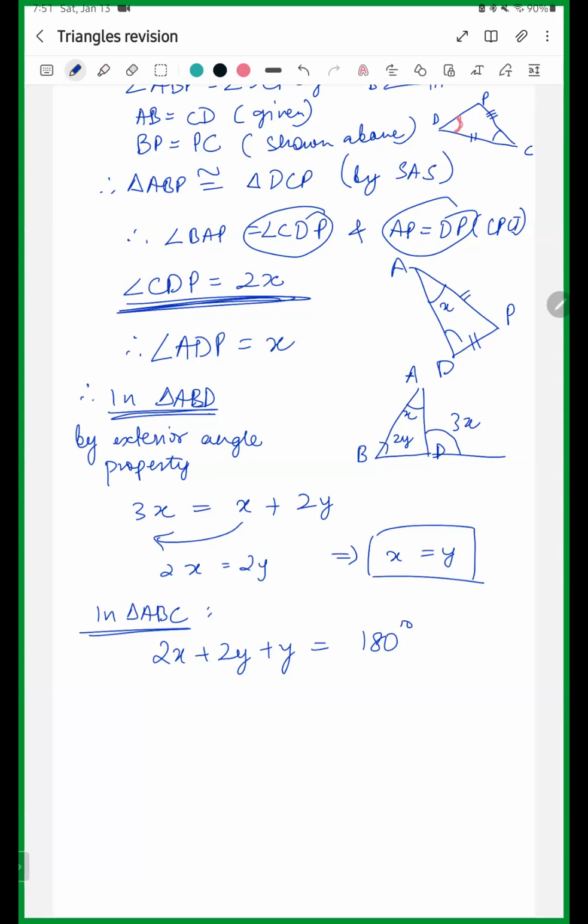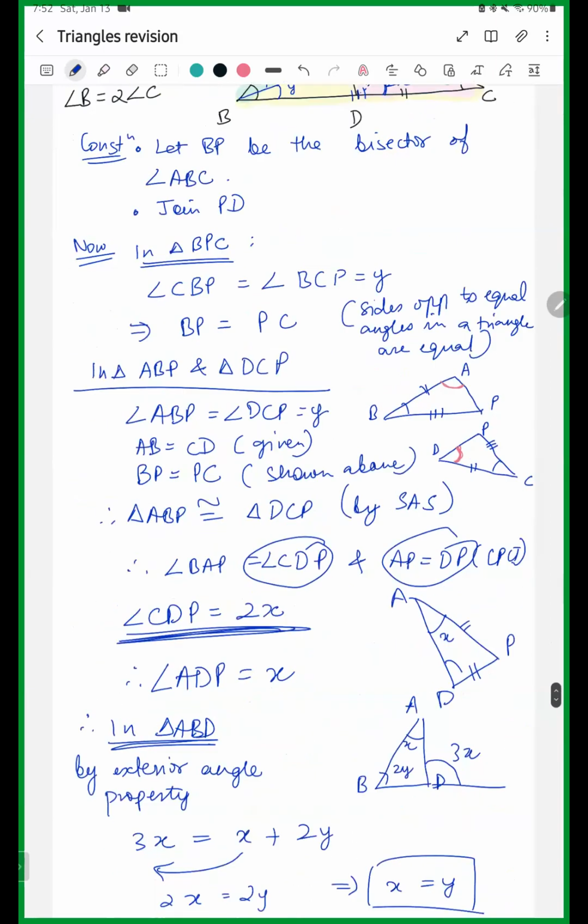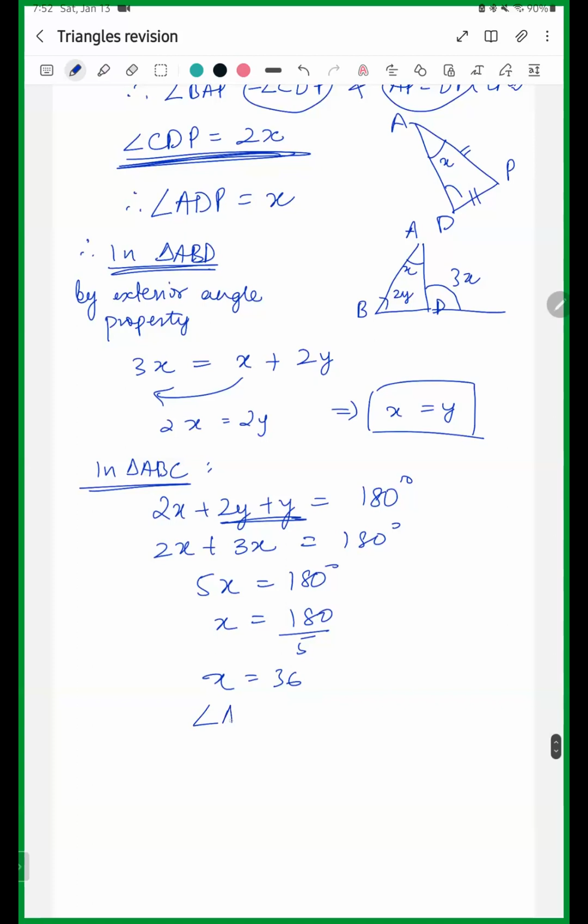But x is equal to y, right? So 2x plus, this is what? 2y plus y is 3y. And 3y means 3x because x and y is the same thing. So that means 5x equals 180 degrees. That means x equals 180 by 5. That means x is 36. But angle A is twice of x. So angle A is 2x, which is 72 degrees, hence proved.